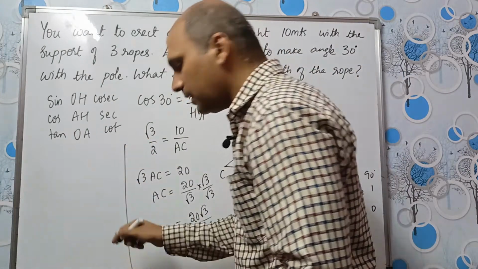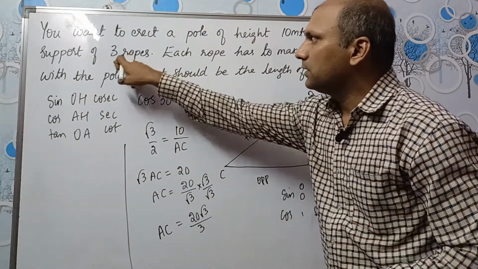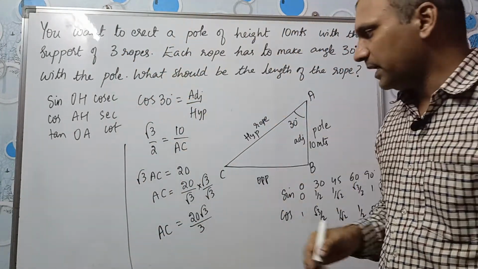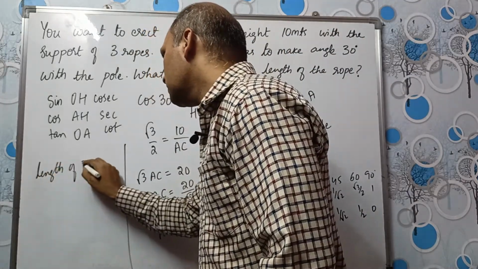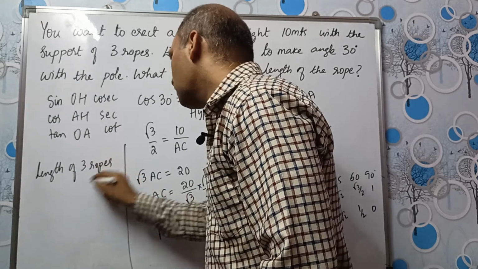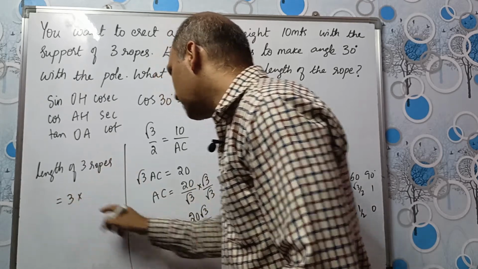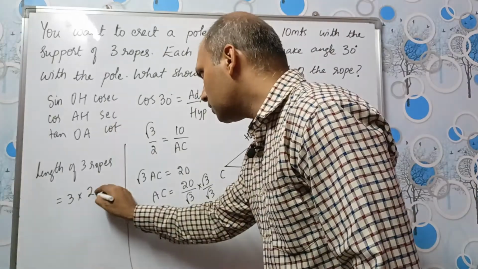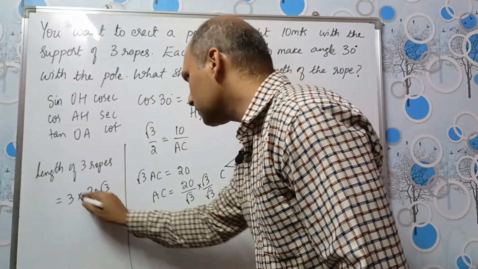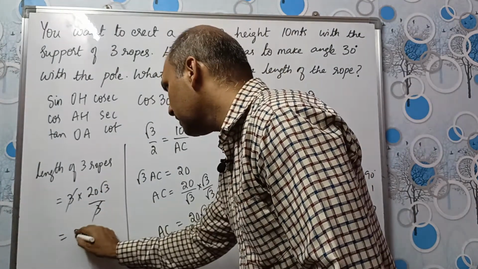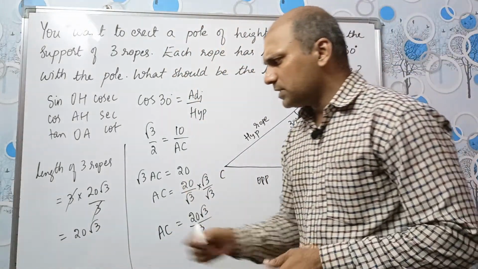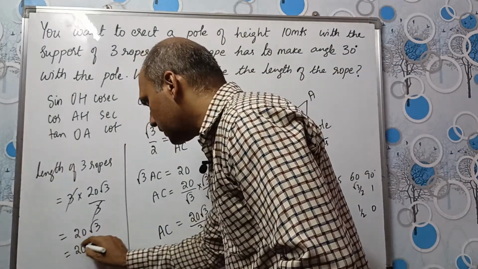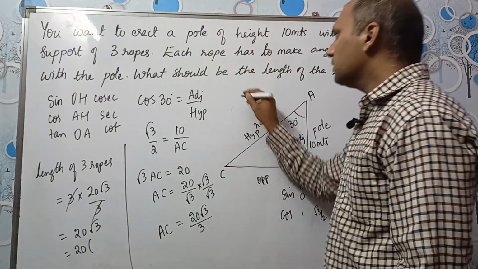We need to find the length of 3 ropes because 3 ropes are used to support, right? Now see, the length of 3 ropes will be equal to 3 multiplied by the length of one rope, 20 root 3 divided by 3. So this 3 and this 3 will get cancelled. We'll have 20 multiplied by root 3. In the textbook this answer is given as 20 root 3. You should remember the root 3 value.